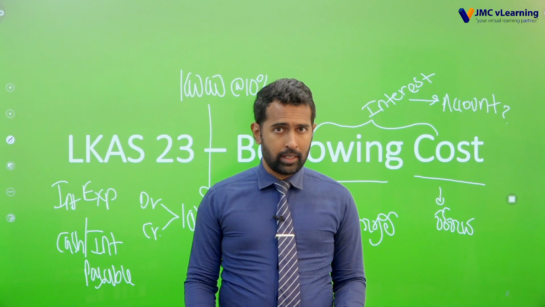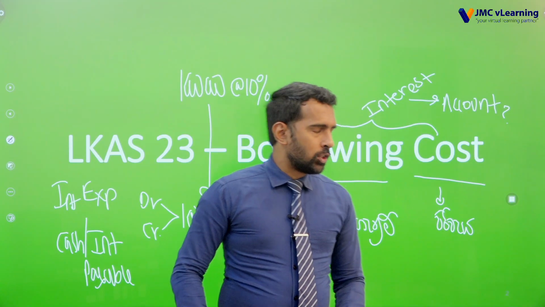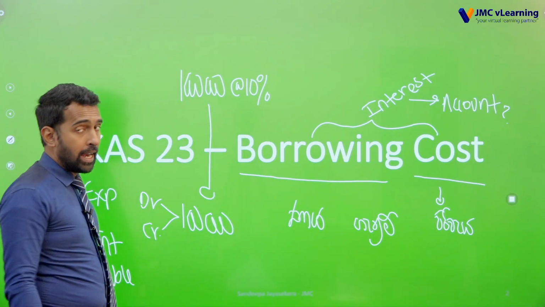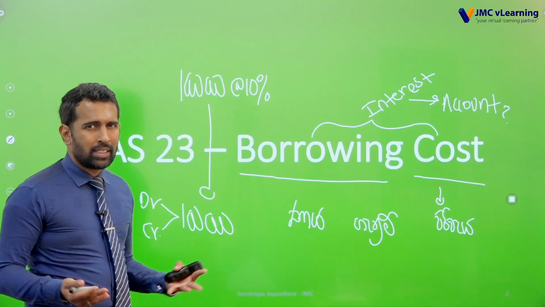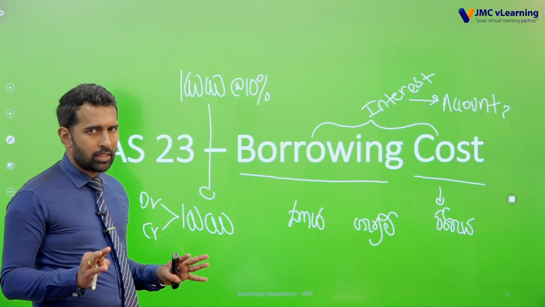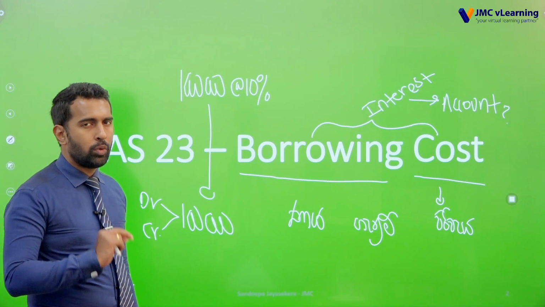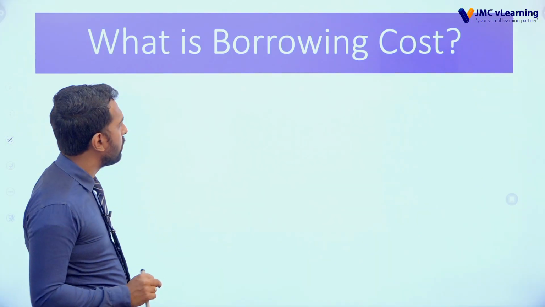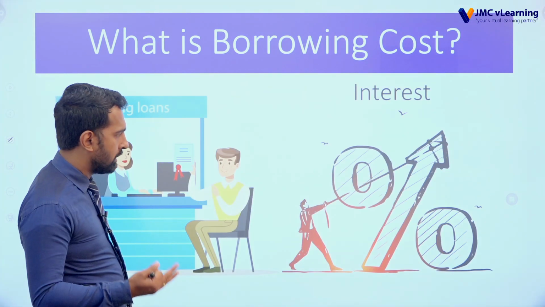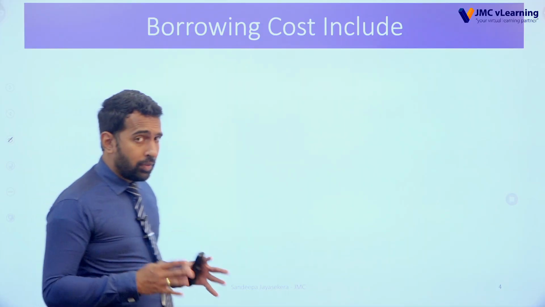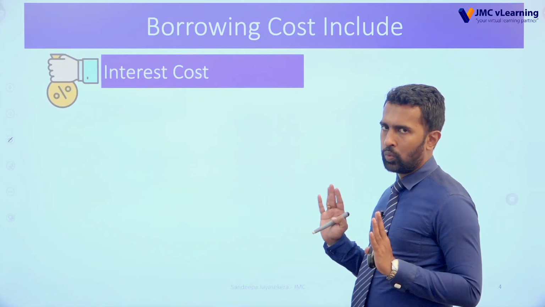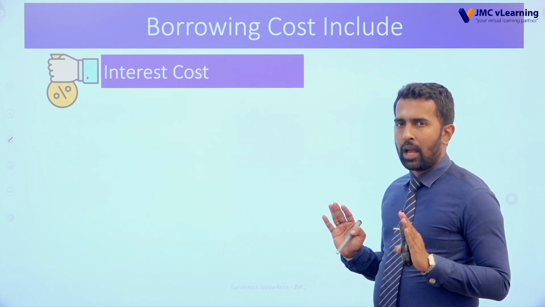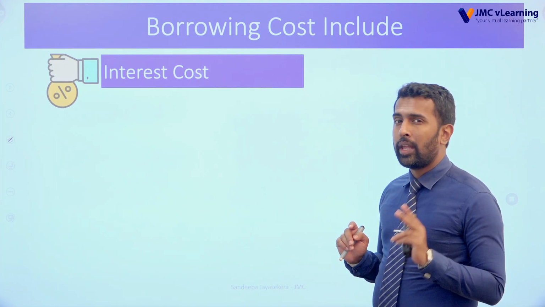That is what we are going to learn here. So borrowing cost is a standard we are going to learn. Now generally, even though I said borrowing cost refers to interest, there are a few other elements included in the borrowing cost. Now we will look at what is borrowing cost. It's simply about the interest. Borrowing cost mainly includes the interest. That's true. Other than the interest, there are two other elements.